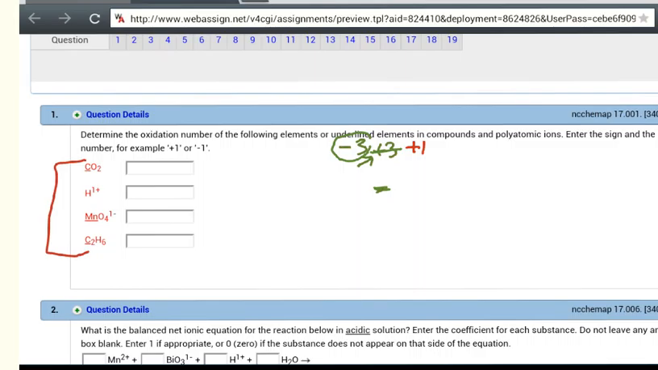Second one is don't forget that if you're doing a compound like this one, MnO4-1, that when you figure it out, yes, you are going to do the oxygens first, but the overall charge is not going to add up to 0. It's going to add up to -1. So that's my second tip.